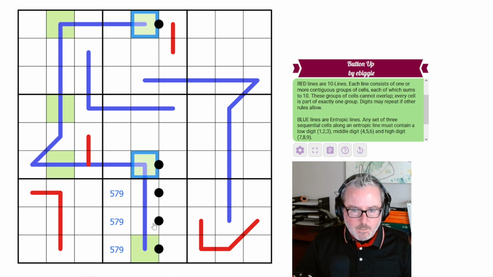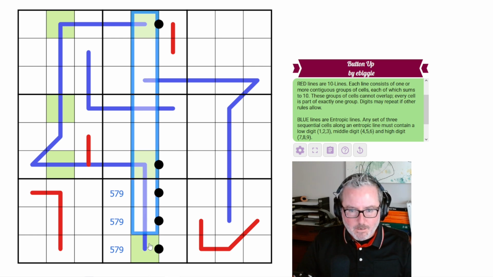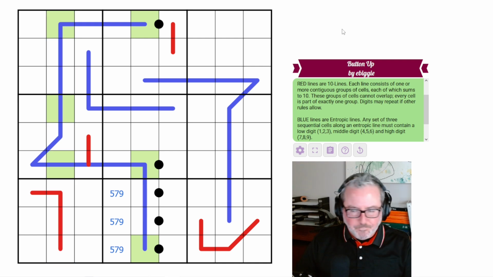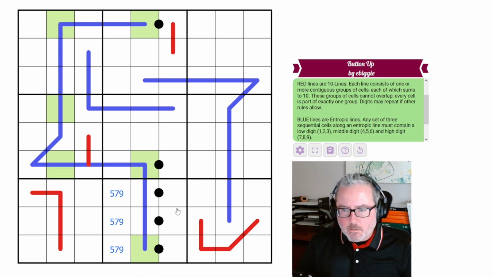So we actually know that all of one of the highs, or low, mediums, or highs are taken in this column now. Same with this column. What else do we know with that? Okay, so that makes sense. So what does it actually mean?